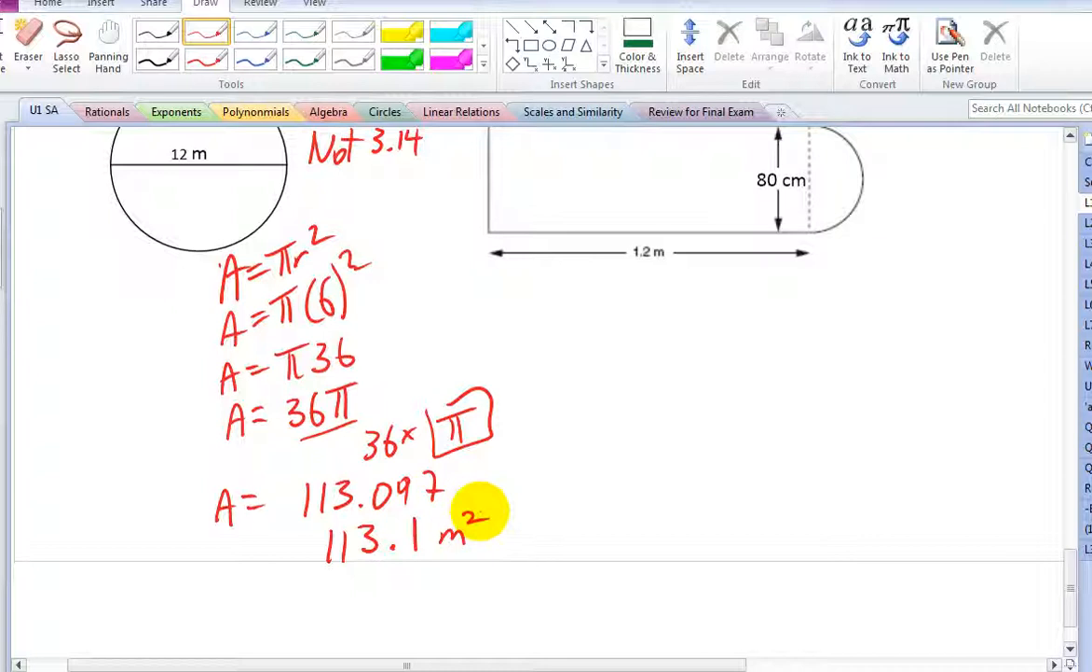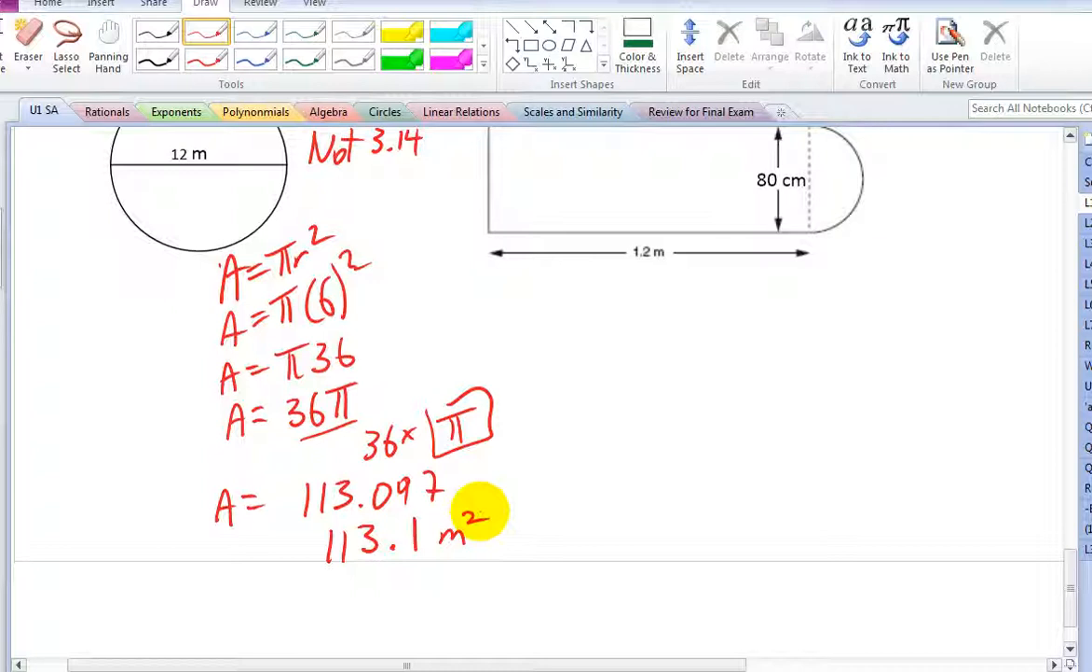Okay. Questions about the circle? Anyone? Ruby, question? No? How many people have seen this before, 36 pi, as final answers? You can see it a lot, so you get used to it.